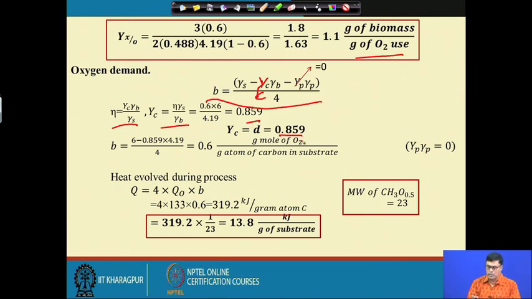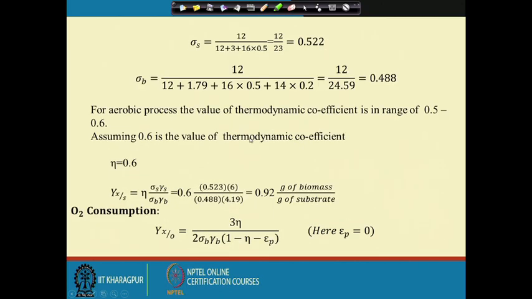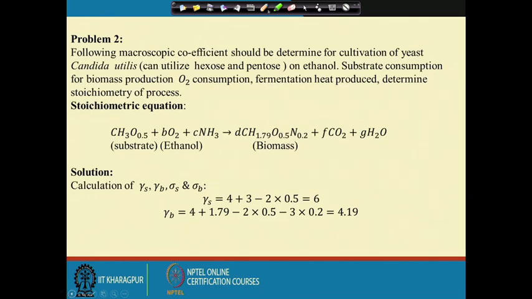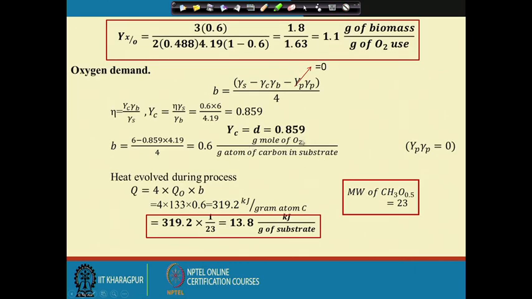Yc is coming to about 0.856. Now here if you look at this formula, we are talking about D. Yc means, here it will be D. So this is actually Yc. Yc is the gram atom of biomass produced per gram atom of substrate consumed. So we can easily calculate it, which is why we have written this equal to D, and this is 0.85. Then B we can calculate from this equation. We find out B, and then we can find out how much heat is evolved. If this is 0.6, we get the heat per gram atom of carbon substrate, and then, as I told you, we can convert this to gram atom of biomass formation. You simply divide by the yield coefficient. You can do it very easily.